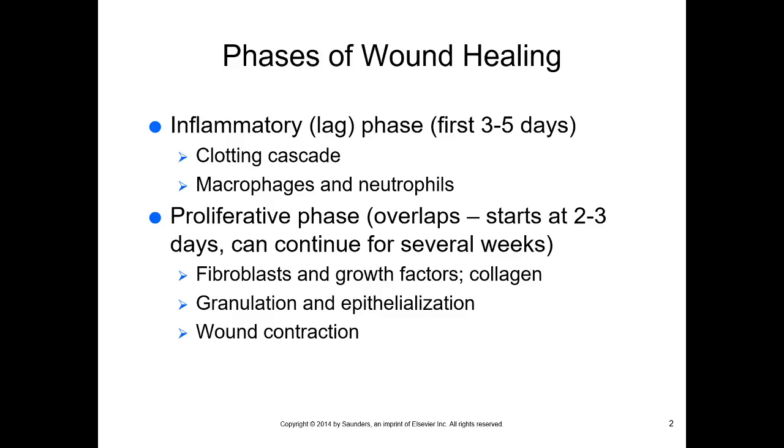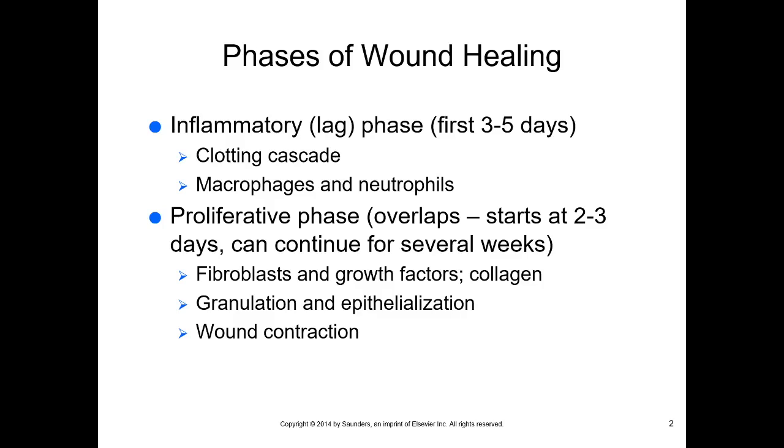At about 2 to 3 days, we start to see the result of that clearing out and starting to heal. We get the proliferative phase, and it's overlapping with that inflammatory phase a little bit. During the proliferative phase, we get fibroblasts and growth factors. Some collagen comes in. We start to see granulation tissue. I'm going to show you a picture of that in just a second. That granulation tissue is really well vascularized, and so it continues to bring all of these collagen factors in. And then we start to see epithelialization. The epithelialization is basically the skin growing over top of the granulation tissue.